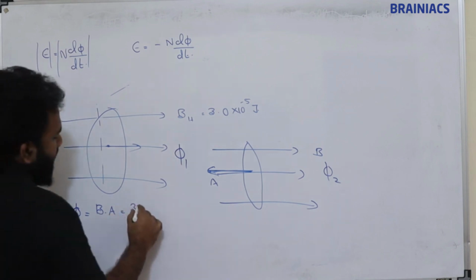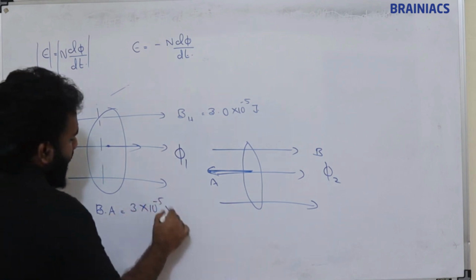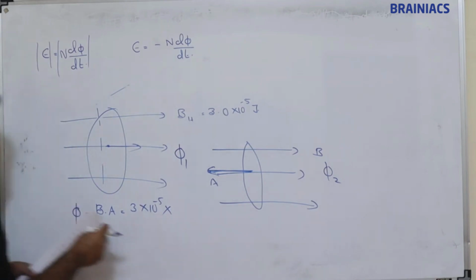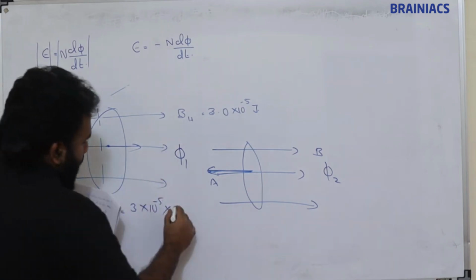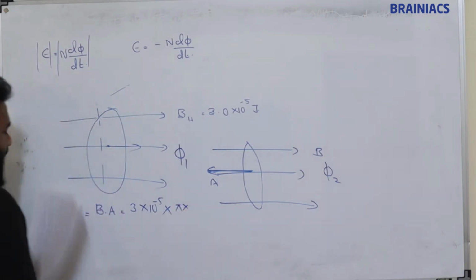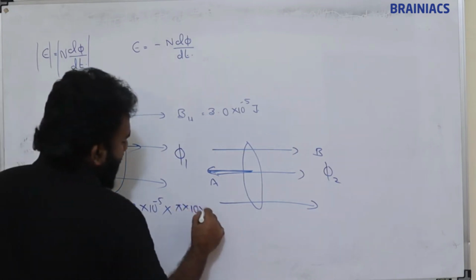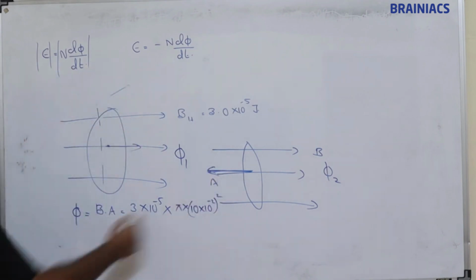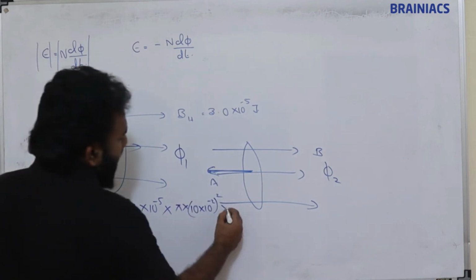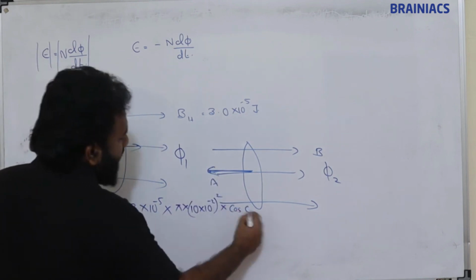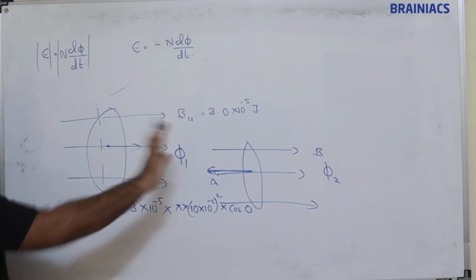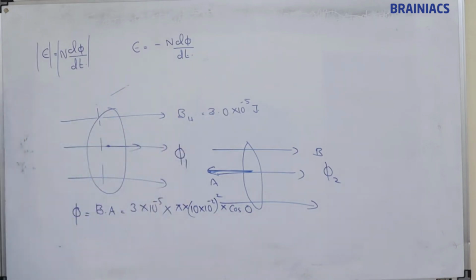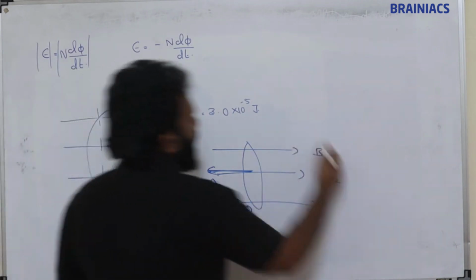B is given as 3 into 10 raised to minus 5, into A, which is pi r square, since it is a circular loop. So pi into the radius, 10 centimeter, that is 10 into 10 raised to minus 2, the whole square. So B dot A. Now what is the angle? The angle is 0, cos 0, because the area vector and magnetic field are both in the same direction. So this is phi1. What about phi2?